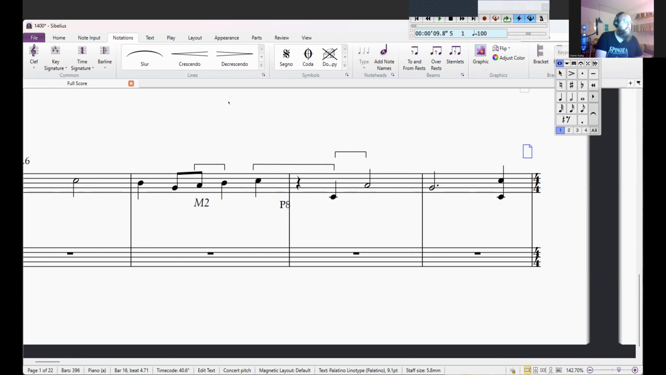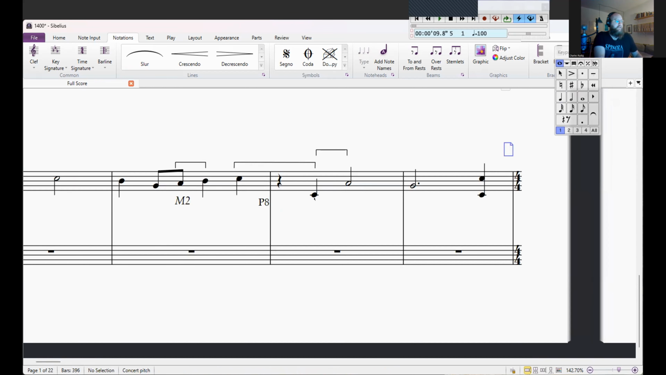If it was like C sharp to C, something like this, that would be an augmented octave, right? Or if it was something like this, make the bottom one sharp, that'd be a diminished octave. But that's a perfect octave.